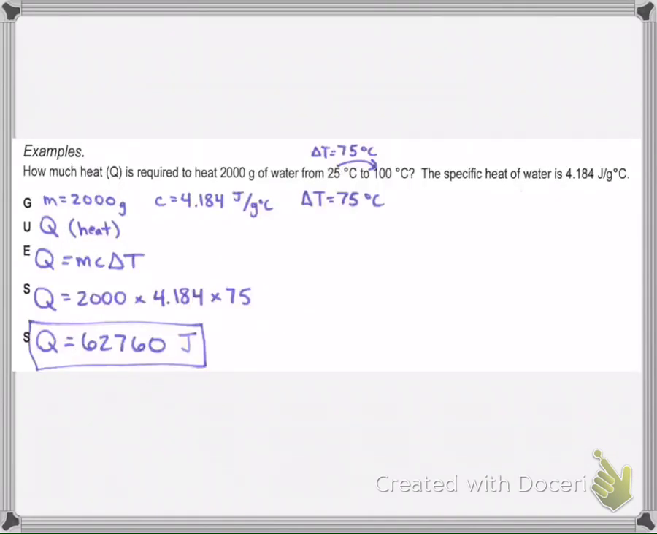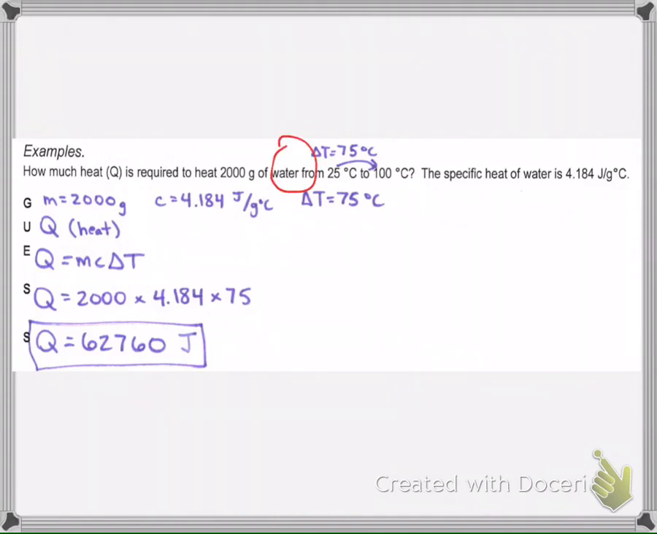Okay, so I'm going to do the first example with you. Again, you're just identifying all your variables and then determining what you need to solve for. So in the first example, it says how much heat, in this case it's Q, is required to heat 2,000 grams of water. So we know our substance.